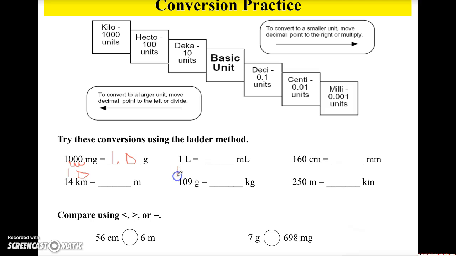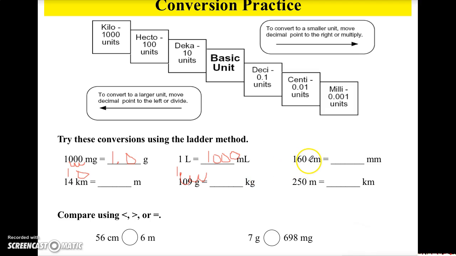What I like to do is I like to rewrite these things. And so I'm going to put the 1 right there and my decimal right there and go 1, 2, 3 to the right. That is 1,000 milliliters.